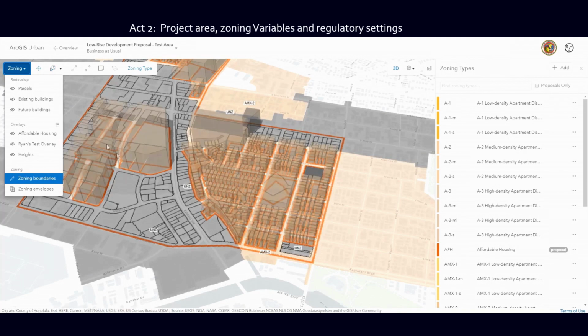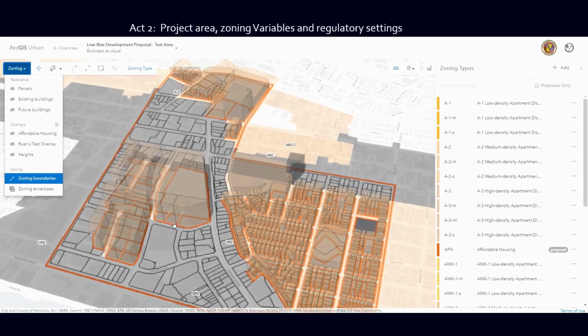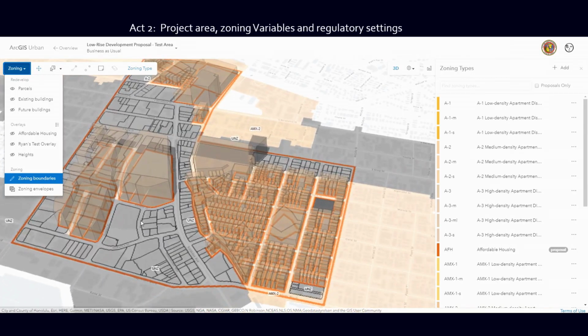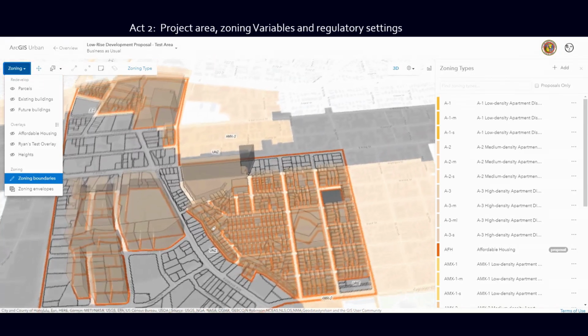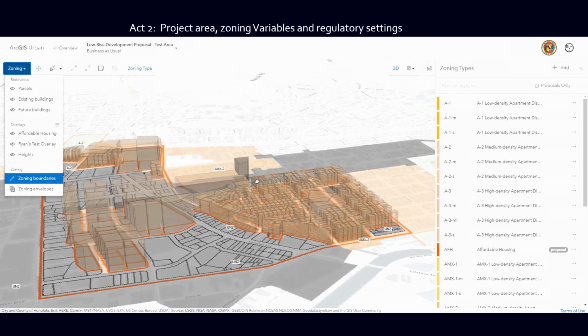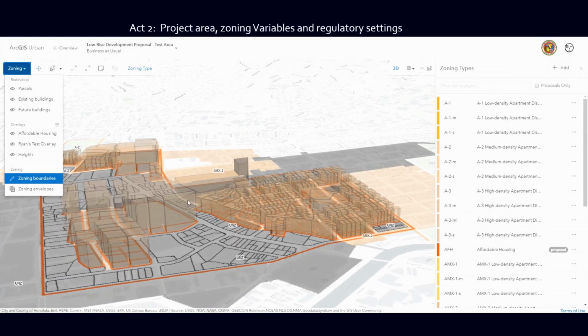Now we bring in the zoning envelopes, which is crucial in visualizing the height conditions that are acceptable in that area. This is also important because it provides us the ability to identify any development that violates the zoning rules and height conditions.